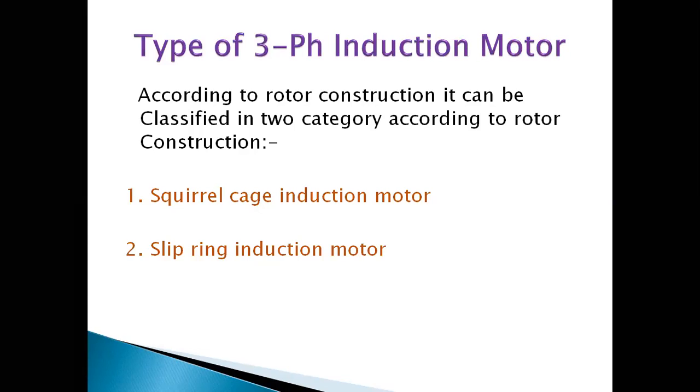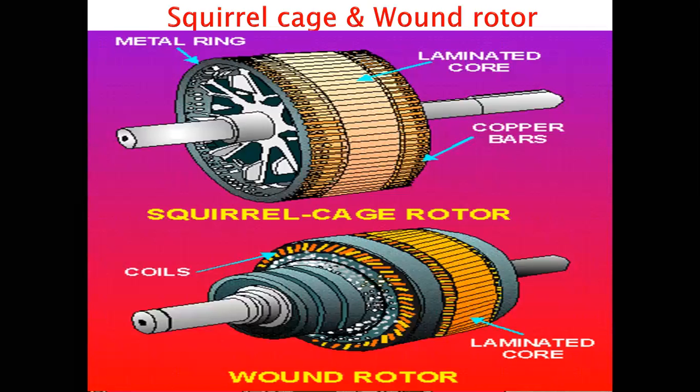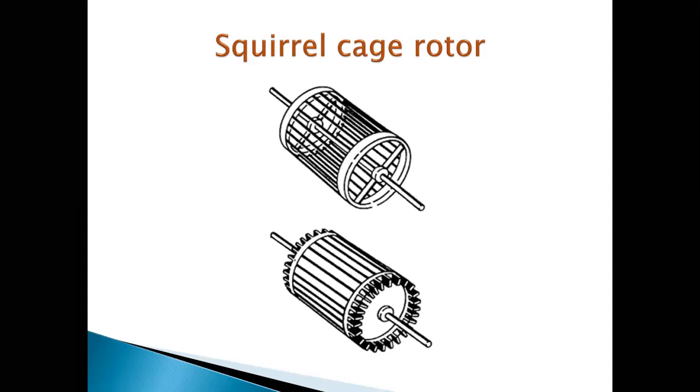So here there are two types of three-phase induction motor according to the rotor construction. We are classifying the three-phase induction motor into two categories. These are nothing but the squirrel cage induction motor and the slip ring induction motor. So here you can see the slip ring and squirrel cage induction motors. You can see the diagram for the squirrel cage induction motor.